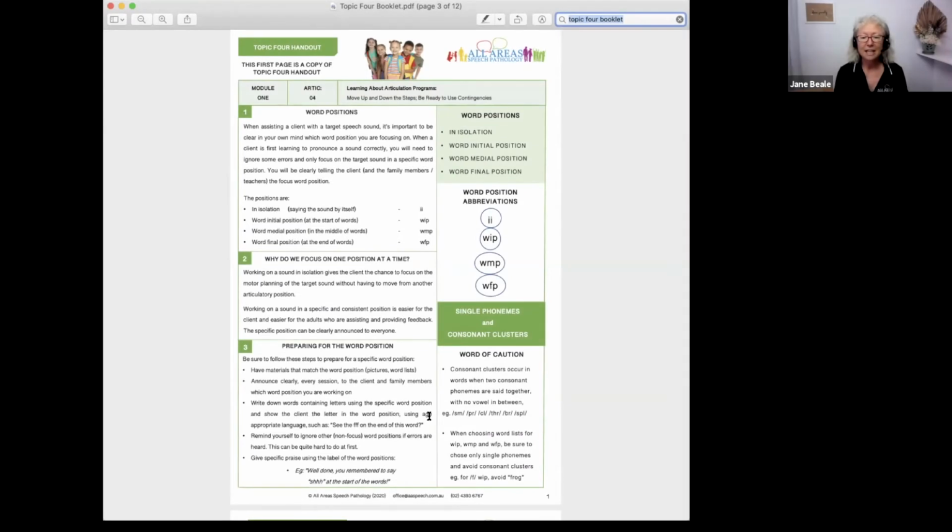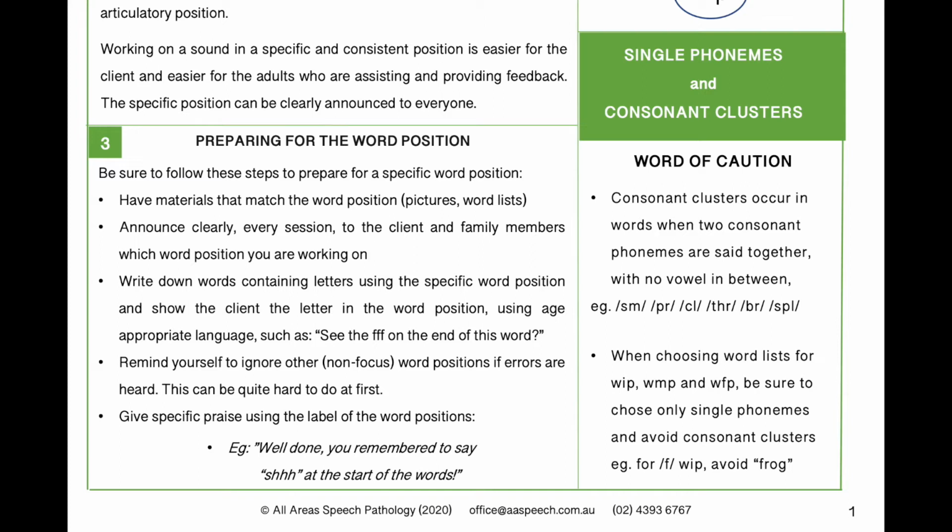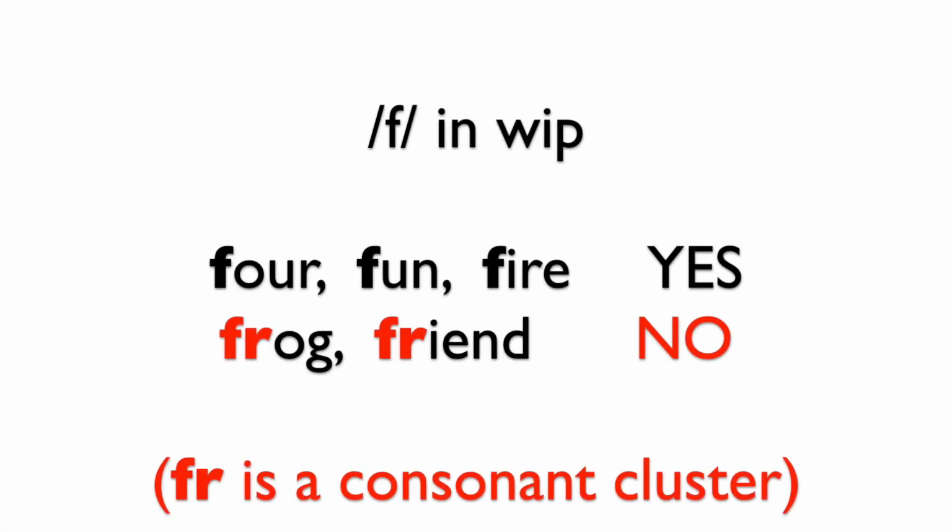We've been talking about consonant clusters in the last 2 topics, and now we just want to have a word of caution. Consonant clusters occur in words when 2 consonant phonemes are said together with no vowel in between. So make sure if you're working on single phonemes that you don't choose consonant clusters, because it's going to be a different motor task for the client. If you're doing word initial position, then it's fine to choose for and fun and fire, but avoid frog and friend.